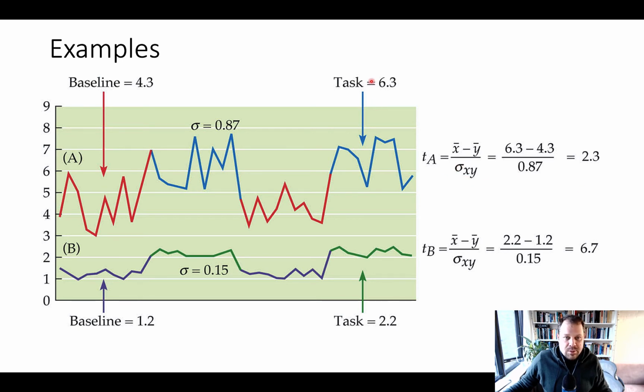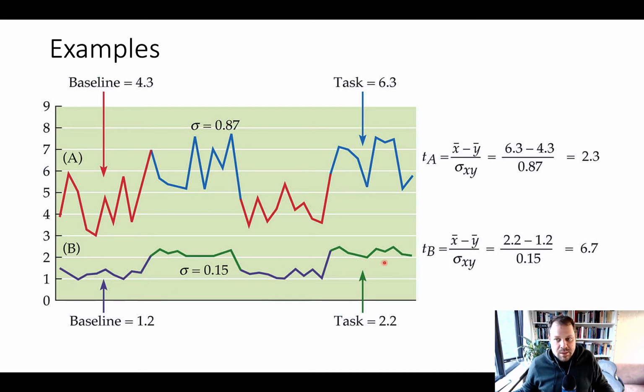In this case, we have a task response of 6.3, a no task response or baseline response of 4.3, and a pooled standard deviation of 0.87, giving us a t-score of 2.3. So given that this is such a large pooled standard deviation here, we have a relatively small effect size here, which may not be significant depending on the number of observations that we have.